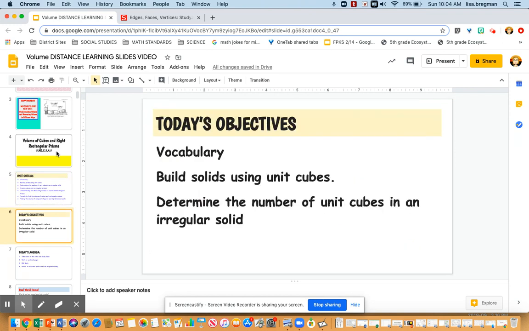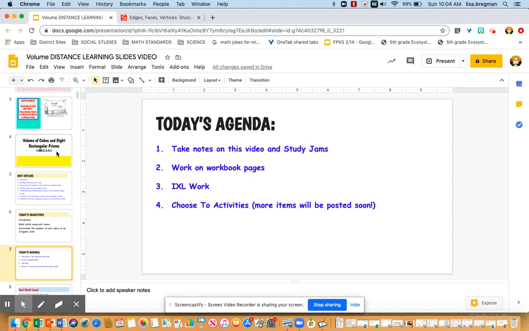So today's objectives: we're going to start with some vocabulary. We're going to be building solids using unit cubes and determining the number of unit cubes. So we're going to take notes on this video. You're going to be watching a Study Jams and taking notes on that. You'll be working on some workbook pages and doing IXL work.